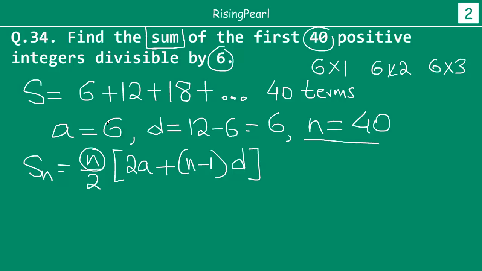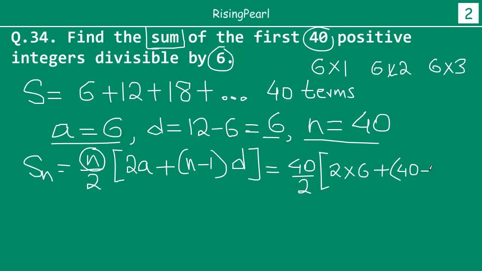A, the first term, do we know the first term? Yes, which is 6. And d, do we know d? Of course, d is 6. So simply by putting these values, n equals 40, so 40 by 2 times (2 times a, so 2 times 6, plus (n minus 1), where n is 40, minus 1, times d, which is 6).